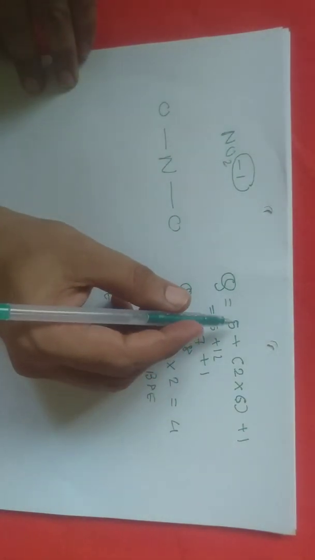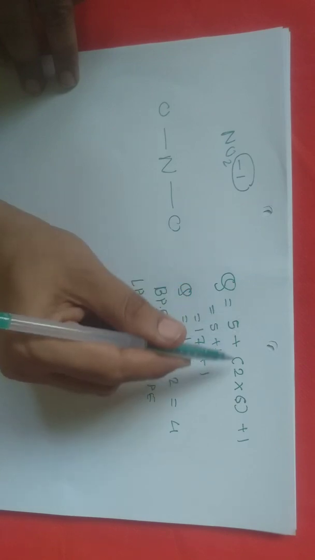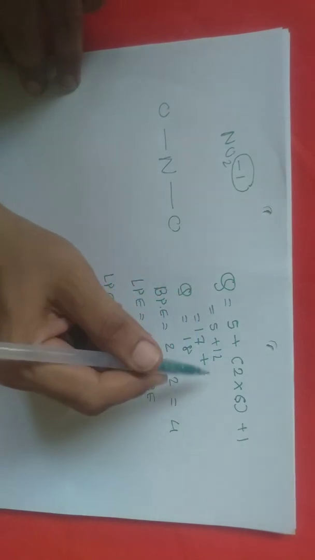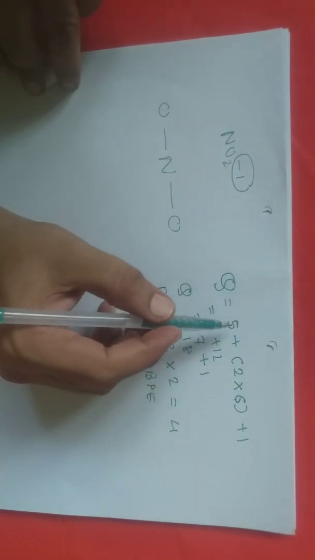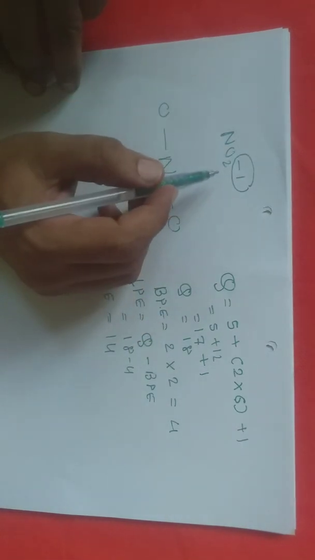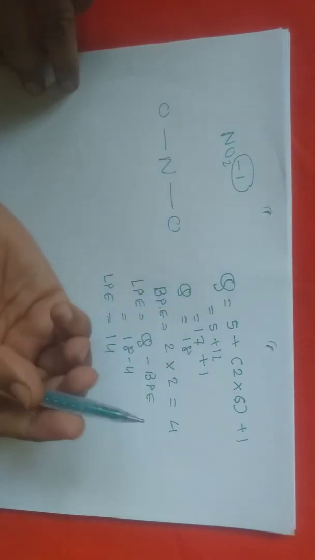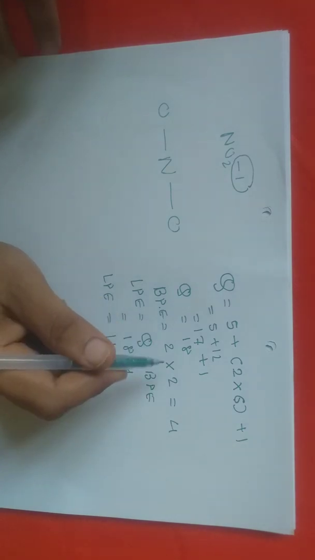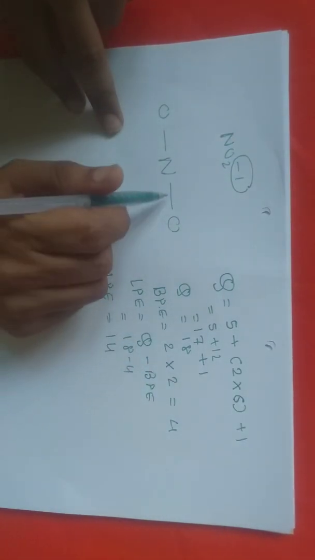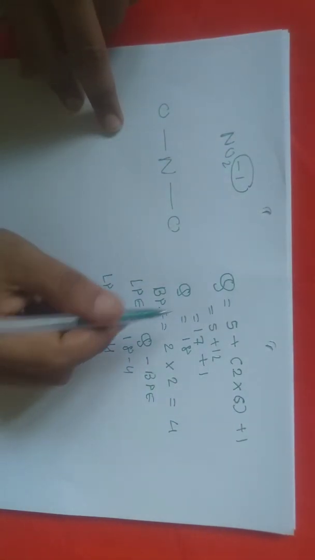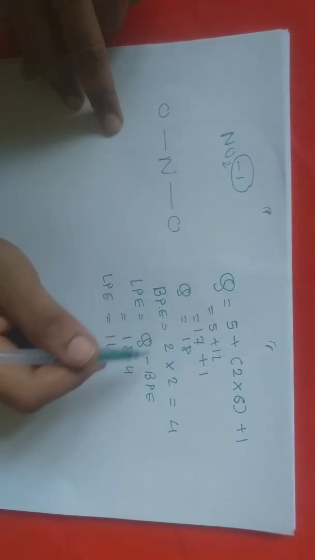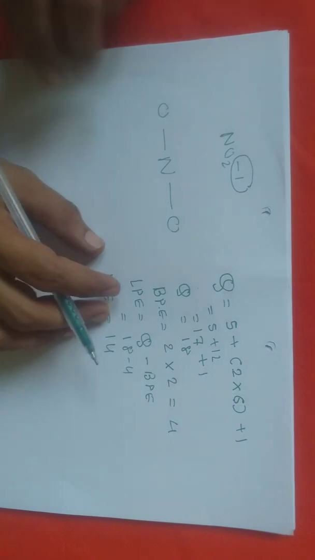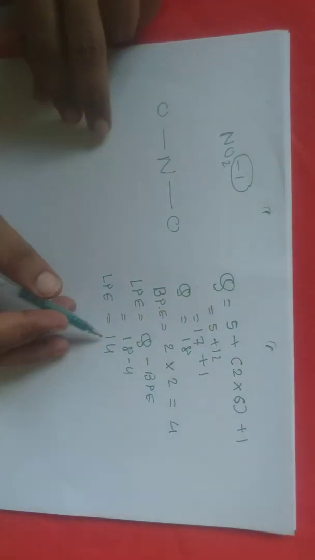So in step number 1, we have to calculate the total valence electron. How can we calculate the total valence electron? By adding the valence electron of each and every atom in the polyatomic molecule. Then bond pair electron. How to calculate bond pair electron? Twice the total number of bonds. Lone pair electron is nothing but the difference of Q and bond pair electron, so 14. Now in the third step, you have to place all those 14 electrons on these atoms.